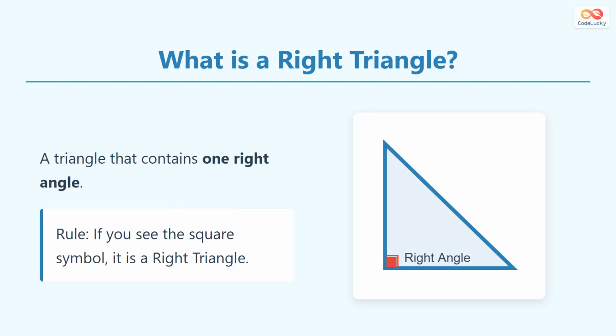So, what defines a right triangle? It is simply a triangle that contains exactly one right angle. If you see a small square symbol in the corner of a triangle, that tells you it is a right triangle.